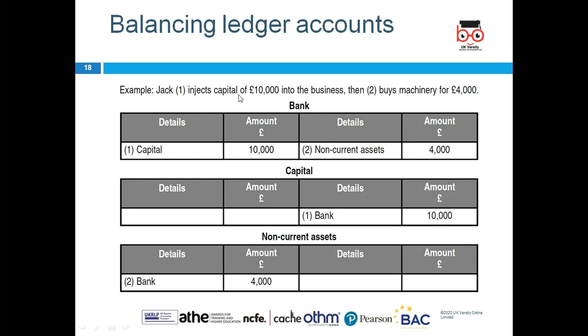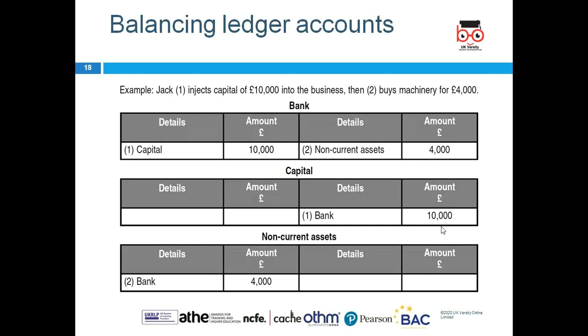So we have a bank. Jack injected capital of 10,000 in the business. So 10,000 is my debit as cash, and 10,000 is credit. In the description we always cross-reference them. So my bank is debit 10,000 due to the capital, and the 10,000 capital is credit due to the bank, or we call it cash, cash in hand or cash. So that's my debit and that's my credit.